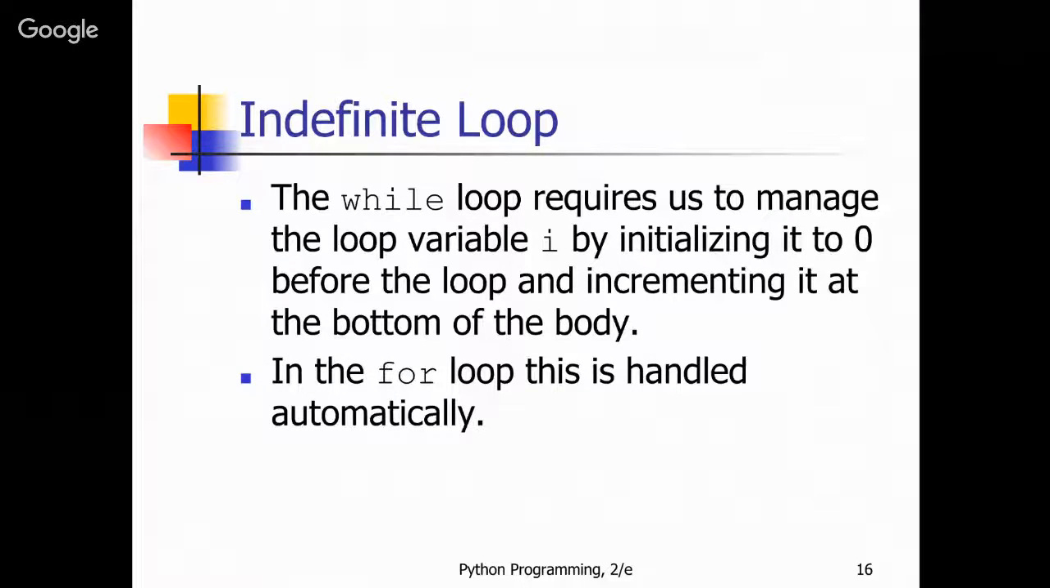Also, one difference to note is if you're using the while loop, you must initialize the variable that is going to be the counter outside of the while loop. So that's why we had I equals 0 at the top of it. Whereas with the for loop, this is going to be handled for you.